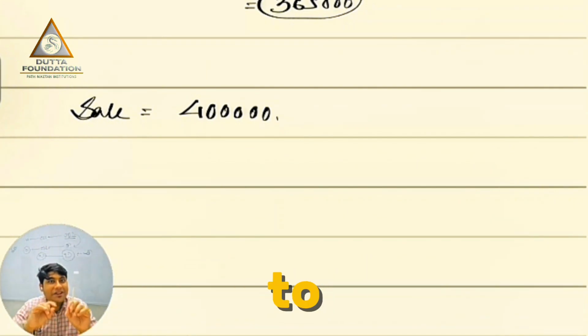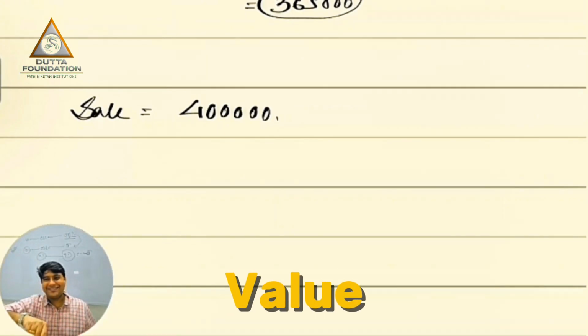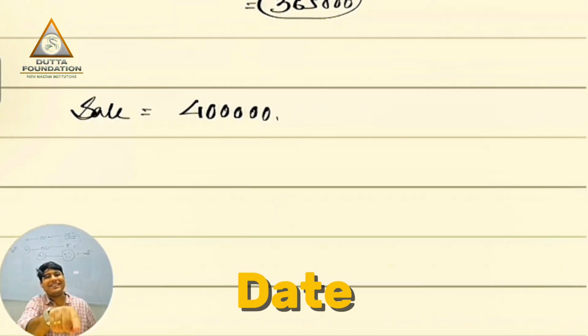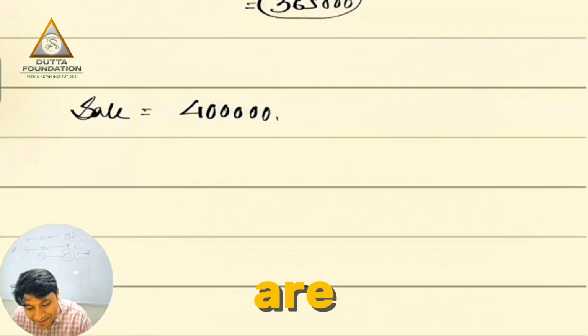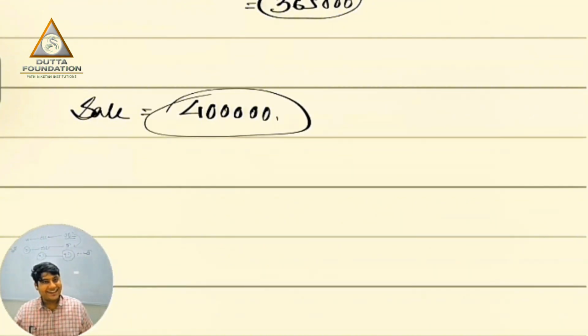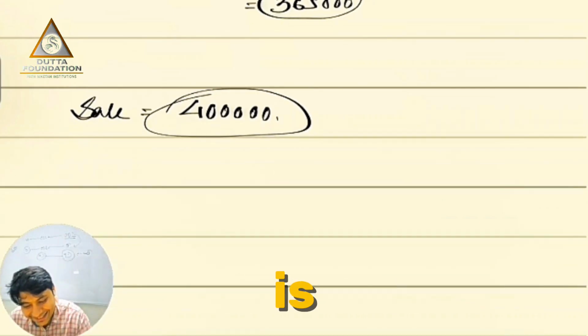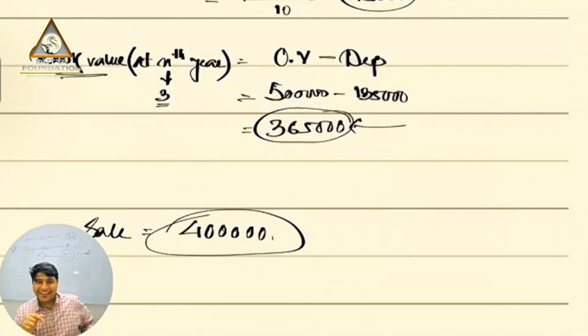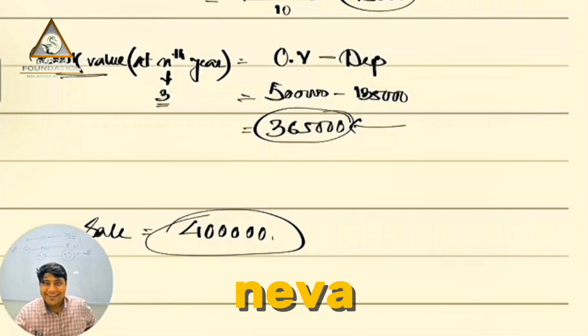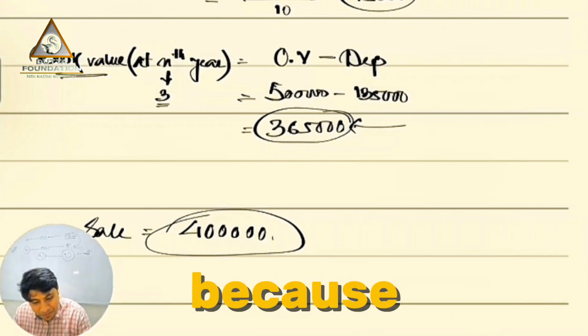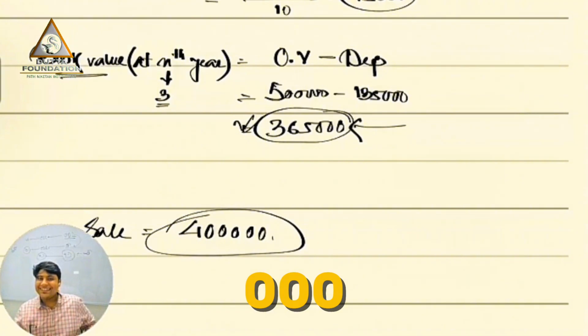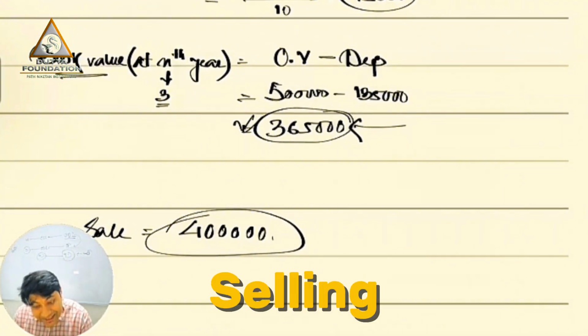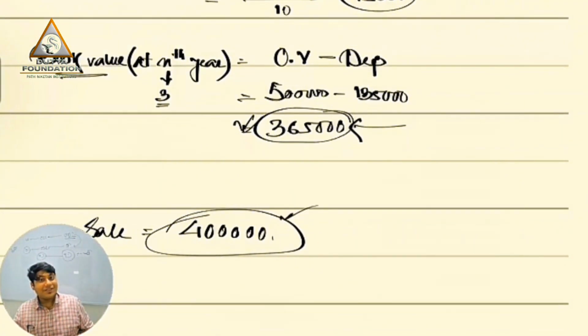Because you will not compare with the original value. You will compare with the book value on the particular date you are selling the machine. Let's say you are selling the machine for 4 lakh. And as per the calculation, you already know the book value of the machine is 3,65,000 on that date. So actually, sir, you did not have a loss. It is actually profit, because the book value of the machine is 3,65,000 and you are selling it for rupees 4 lakh. It's not a loss. It's actually profit.